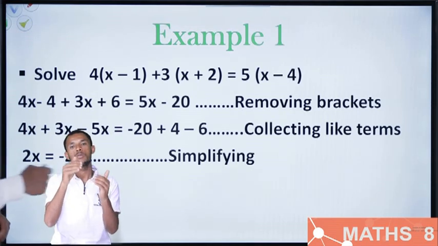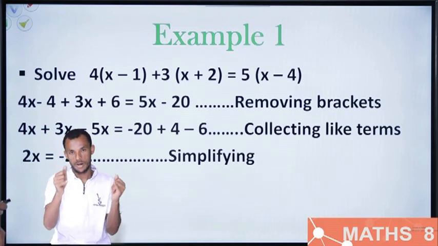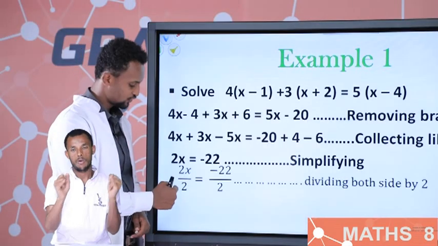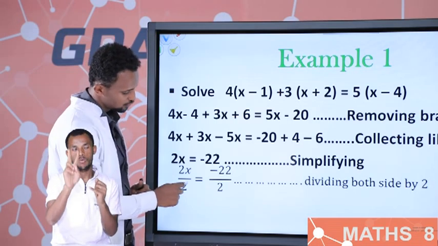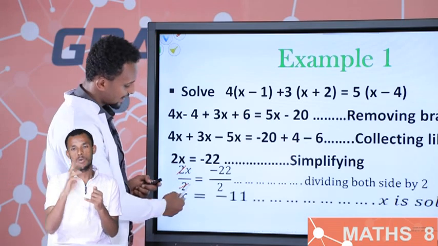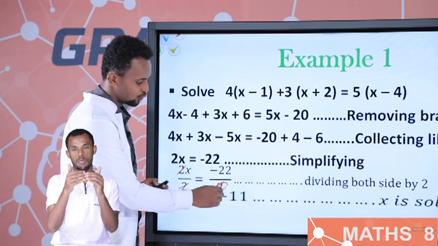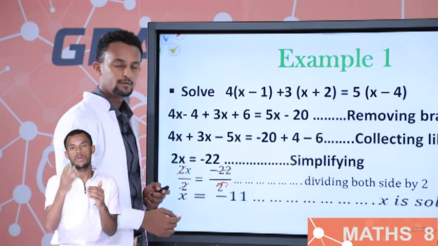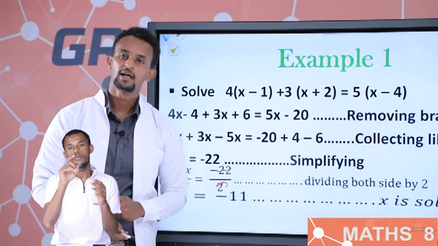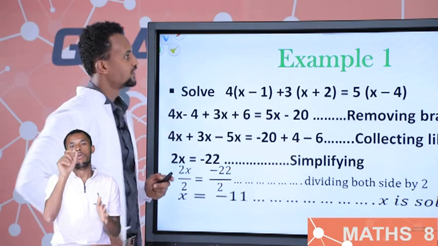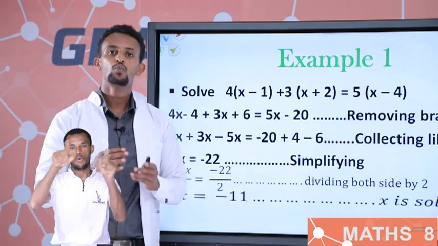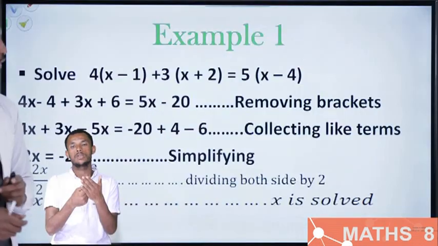We divide both sides by 2. That means 2 cancels by 2. Then we have x is equal to minus 22 divided by 2, which is minus 11. Therefore, the value of x is exactly negative 11. So using this distributive property and removing the brackets, we solve this equation.